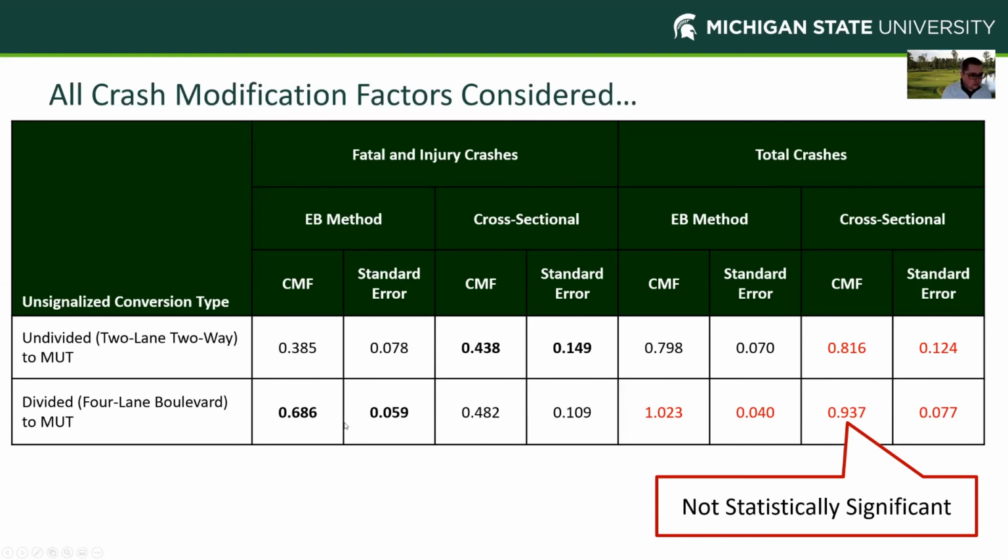At least they're in general agreement, but I'm going to stick with this a little bit more conservative CMF, and that was developed using the EB method, which is sort of the gold standard compared to the cross-sectional. But the cross-sectional at least confirms the general direction was correct. Now, in terms of total crashes, just like we saw in the graph on the prior slide, not much change before or after, and neither approach was statistically significant.